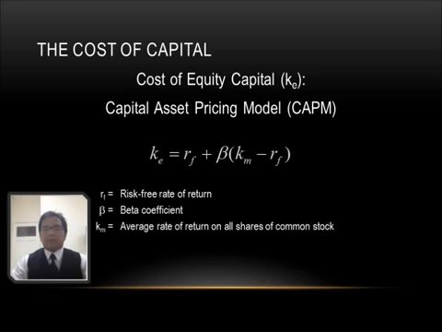The capital asset pricing model follows the same principle as the risk-free rate plus risk premium, with the government T-bill rate as the risk-free rate, and the systematic risk or beta coefficient multiplied by the average rate of return on all shares of common stock minus the risk-free rate as the risk premium. The equation is as you can see on the screen.